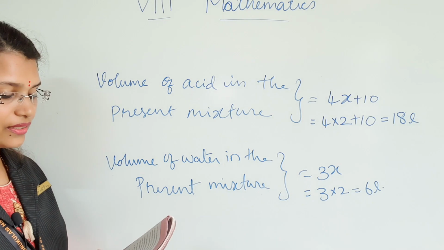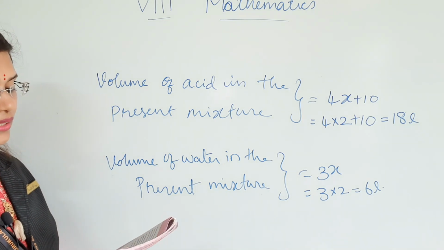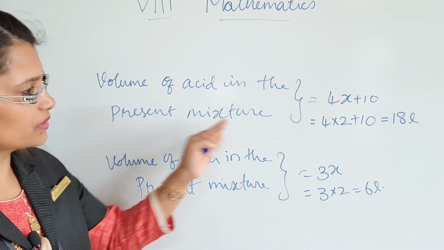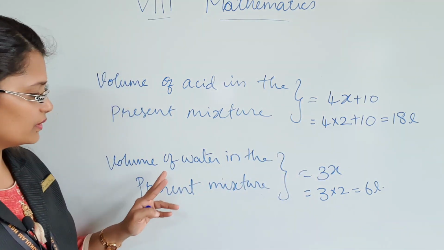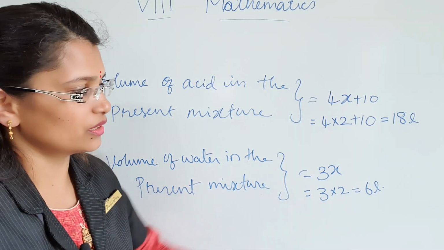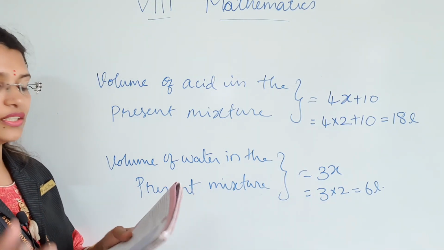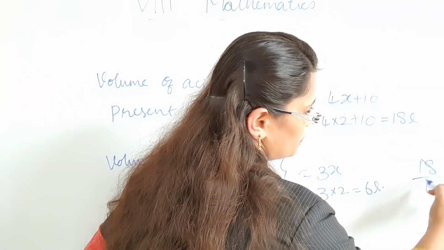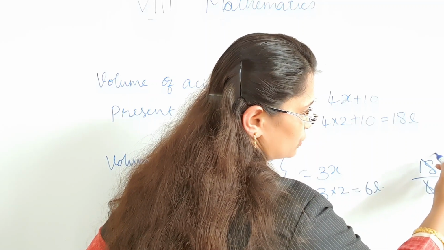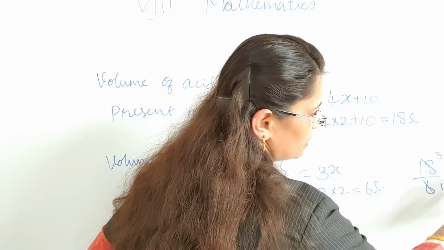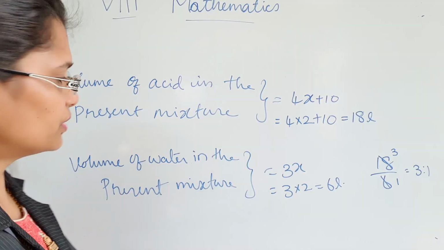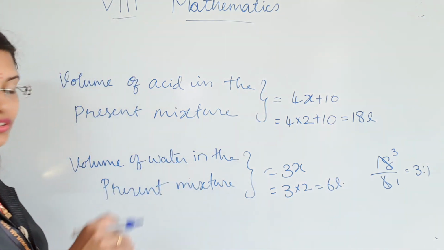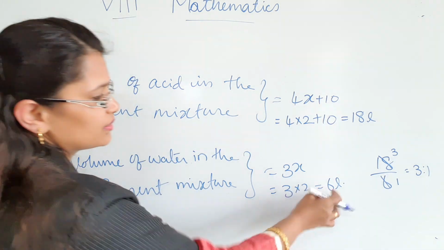The question is, how many liters of acid and water does the liquid contain now? So, volume of acid in the present mixture is equal to 18 liter and volume of water in the present mixture is equal to 6 liter. The ratio changed to 3:1, right? Check if this is correct or not. You divide this by 6, so you will get 3. See, 3:1. Children, what is the volume of water in the present mixture? It is 6 liter. Before, in the original also, 3x, that is 6 liter only.